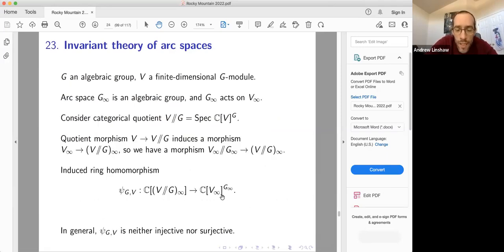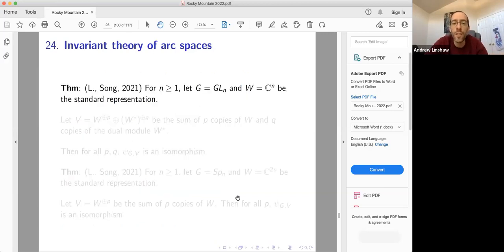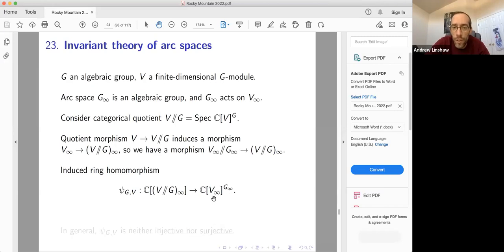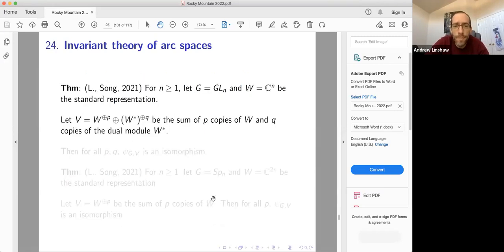But when I say that this is an isomorphism, it also tells you what the G_infinity invariants are on V_infinity. So this is why I interpret this as the fundamental theorem of invariant theory for arc spaces. The arc space invariants in this big polynomial ring are differentially generated by the classical ones, and all the relations are differentially generated by the classical relations. That's what it means for this to be an isomorphism. So we get both the generators and the relations for the arc space invariants on C[V_infinity]. Okay, so that's the GL_N case.